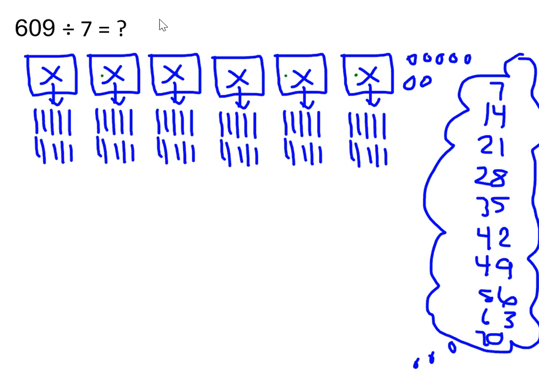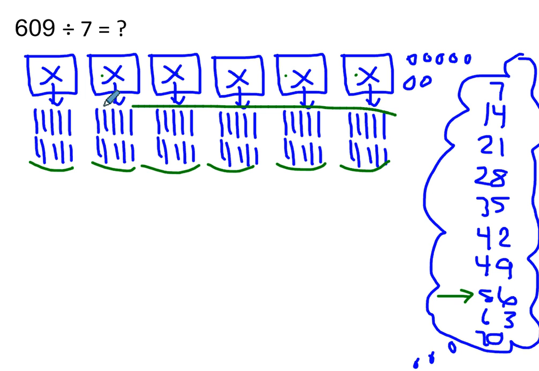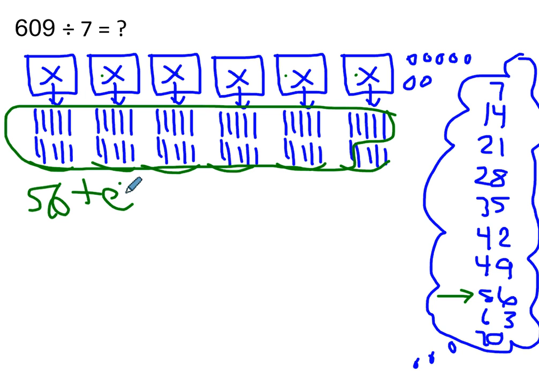How many tens do we have? So if you want, you can count with me. So here we have 10, 20, 30, 40, 50, 60. So we have 60 tens. So when we look at the multiples of 7, we can see here that 56 would work. So what you can do, you can think about, okay, I'm going to take 56 tens that I can divide by 7.